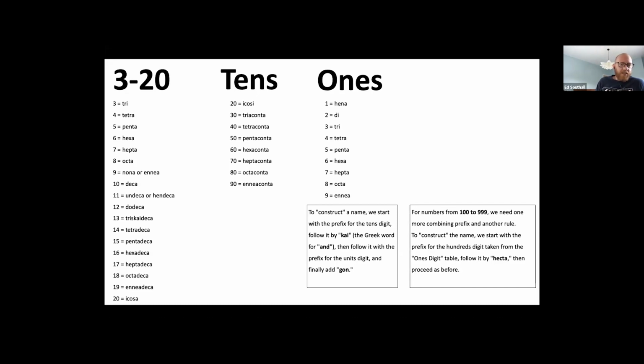So here you can see the general structure. You'll notice that 3 is tri, but we don't say trigon. I'll come back to that shortly. 4 is tetra rather than quad. Then we've got penta, hexa, hepta, octa, nona, or ennea. Ennea is Greek, nona is Latin, I think. And it goes on and on and on.